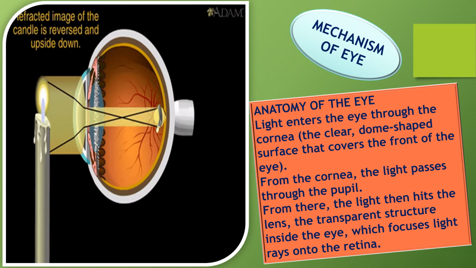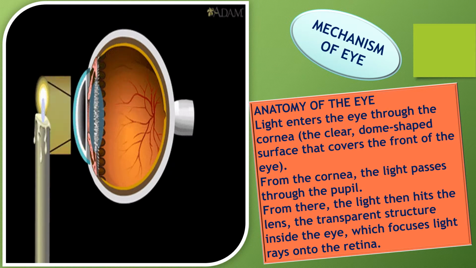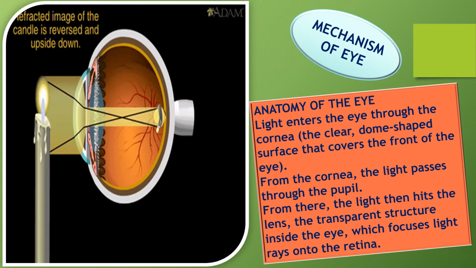First, light enters the eye through the cornea. Next, from the cornea, the light passes through the pupil. Now, last step, from there, the light then hits the lens, the transparent structure inside the eye which focuses light rays onto the retina. So, you can see the process. Ultimately, the image is forming on the retina.